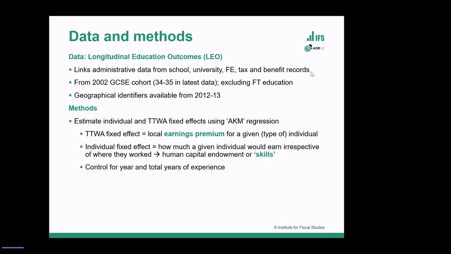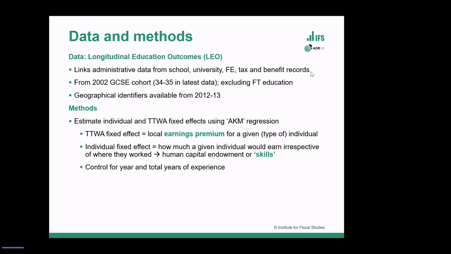Through this regression approach, we estimate a travel to work area fixed effect for each travel to work area in England, which describes the local earnings premium a given type of individual can expect when they work in that travel to work area. We also estimate an individual fixed effect, which describes how much a given individual would expect to earn irrespective of where they worked.